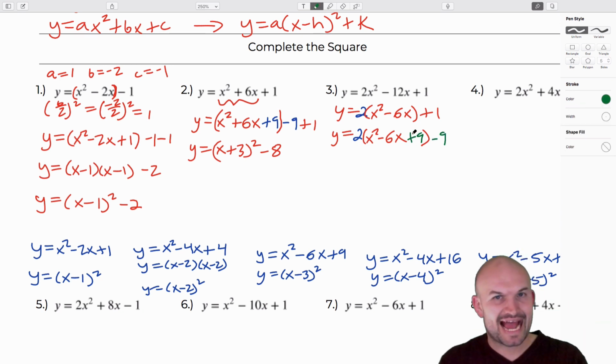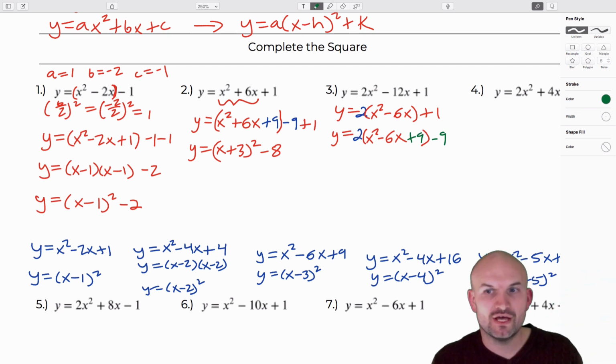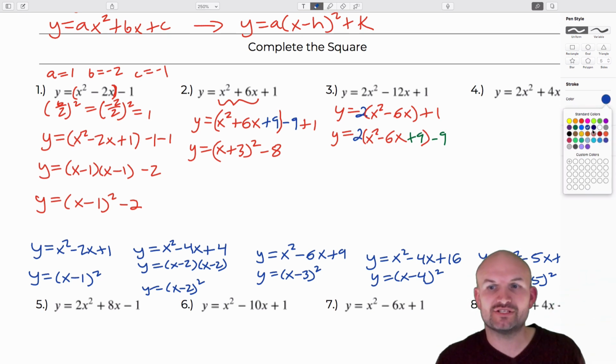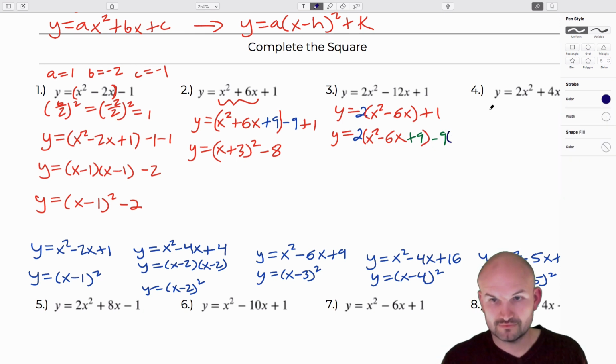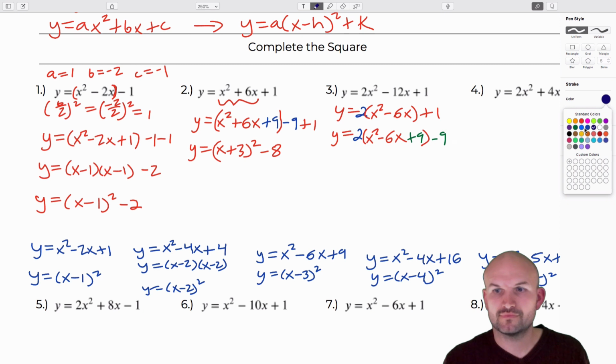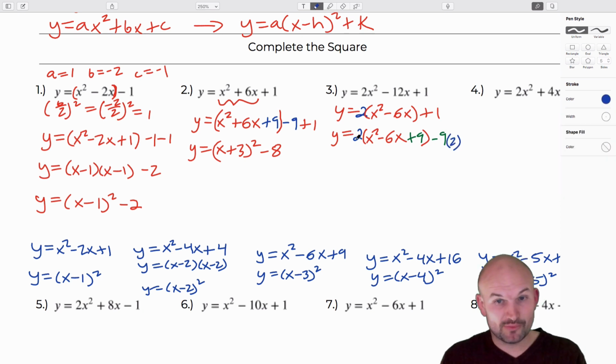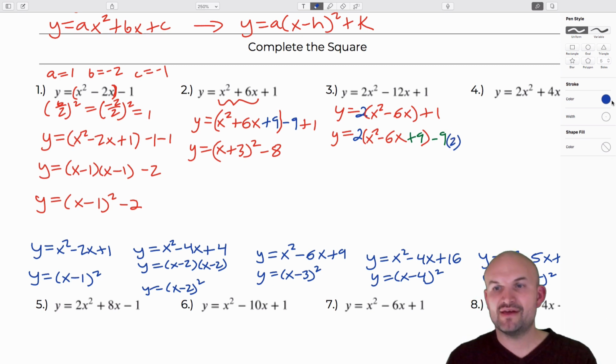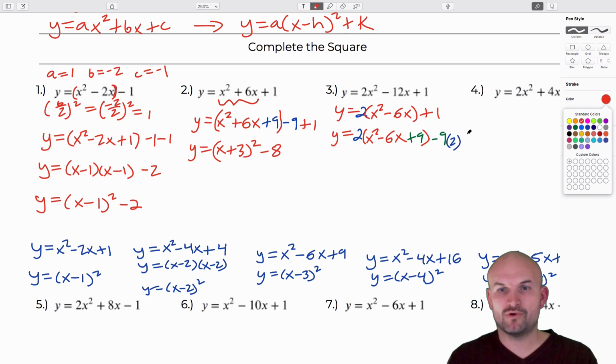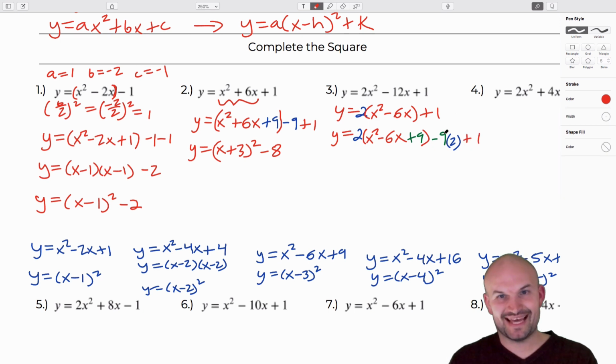But again, here's the key part. When you added a 9, you didn't actually add a 9 to this equation. You added a 9 that's being multiplied by 2. So in this case, we need to multiply this by 2 as well. Let's use the other blue. This 9, by the distributive property, is being multiplied by 2. So now I need to multiply this one by 2. And then don't forget, we still have this red 1. Don't forget that. That's still there.